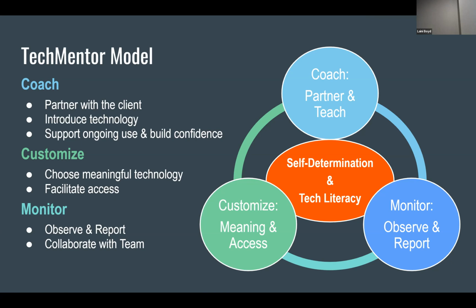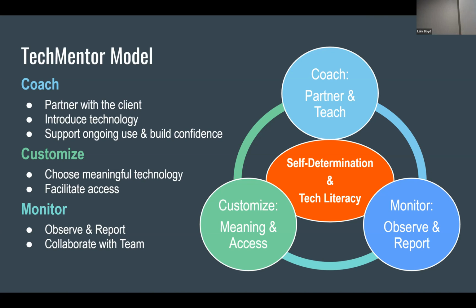Step 1 is coaching. Partnering with the person that needs to learn to use technology. Now, this person could be a person with a disability. It could be my grandmother. You don't know, because they're just people that need help using technology. You're going to introduce the technology, support the ongoing use, and build their confidence.